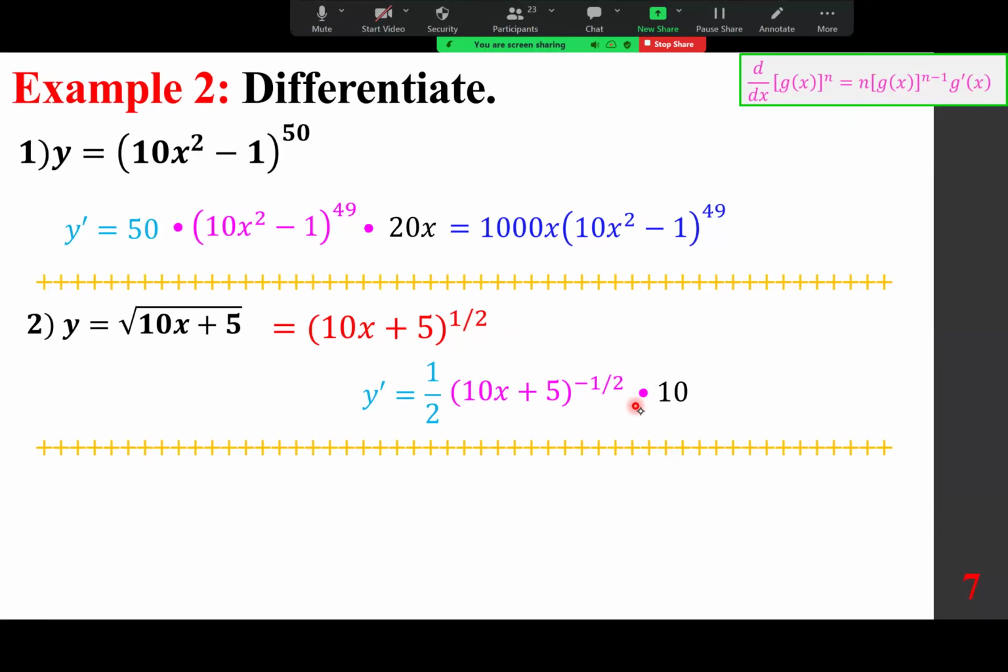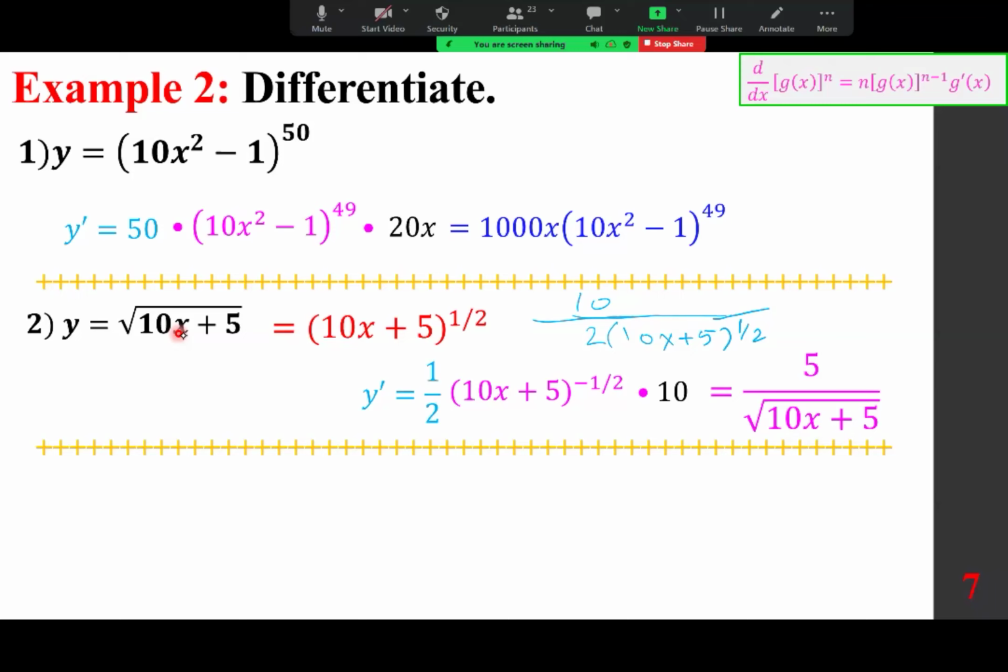Now clearly, we have a fraction bar. 2 is at the bottom, 10 is at the top. And then (10x plus 5) to the power of positive 1 half. So 10 and 2 cancel each other. The numerator becomes 5, and this one we put back in the same format. So 5 over the square root of 10x plus 5. It's important to put it back in the same format.